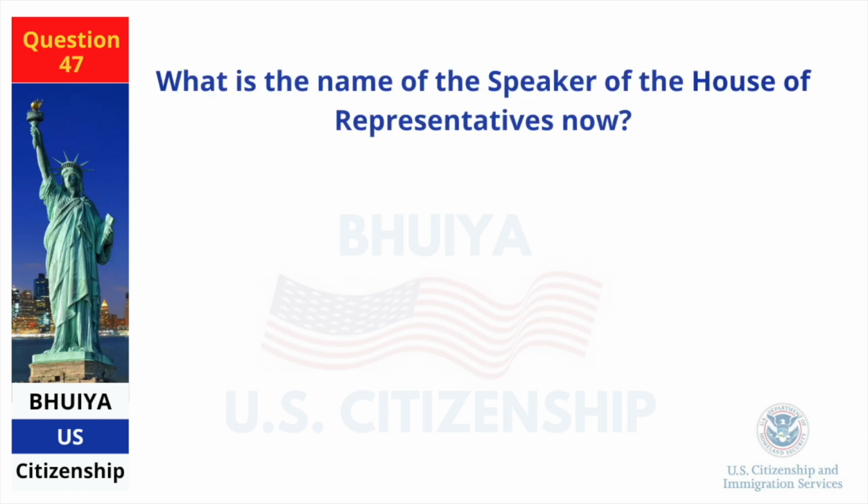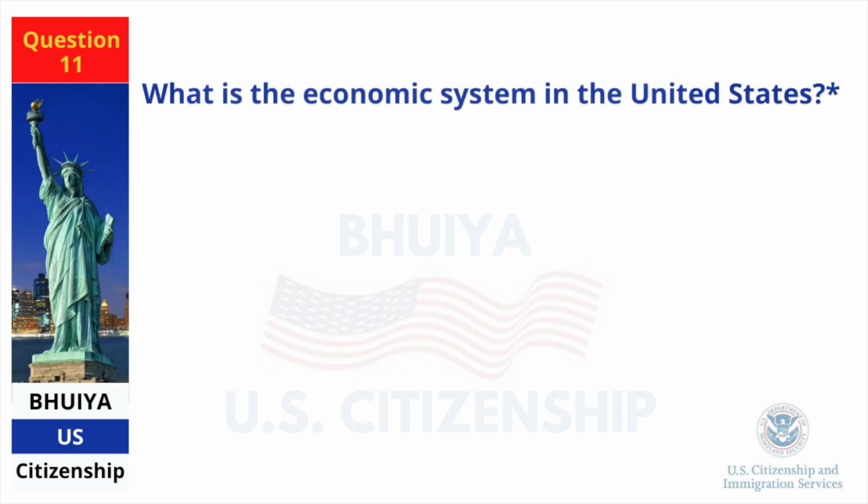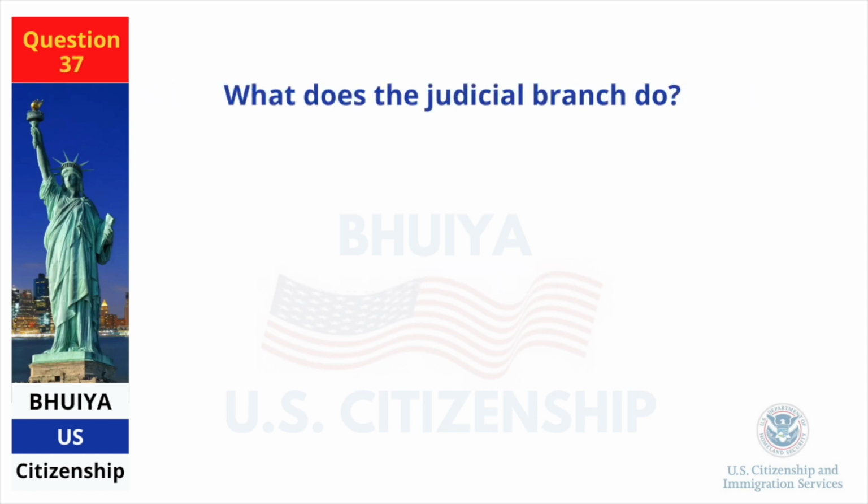What is the name of the Speaker of the House of Representatives now? Nancy Pelosi. What is the economic system in the United States? Market economy. What does the judicial branch do? Reviews laws.